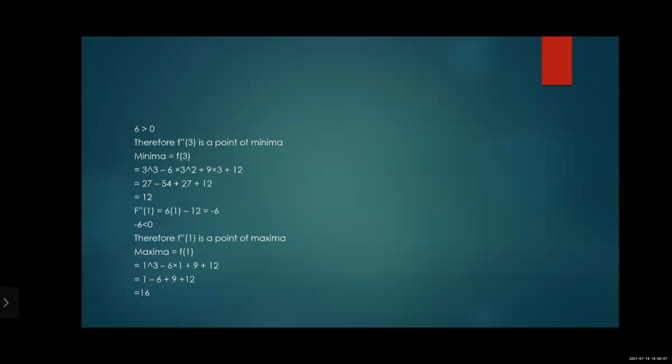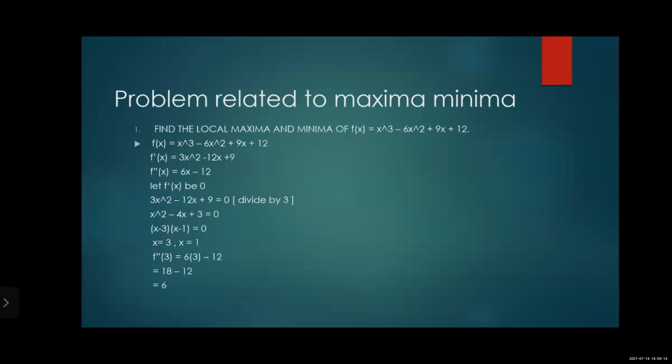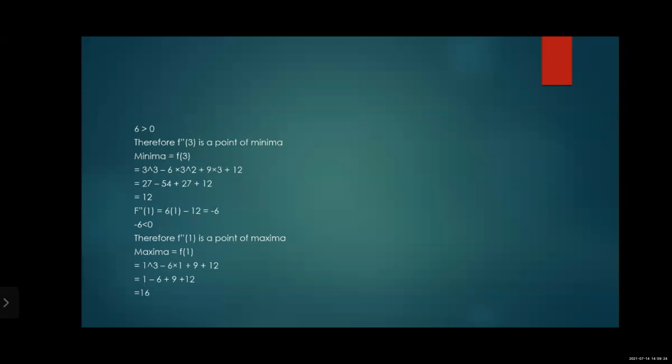Next, we should substitute 1 in f double dash of x, because after substituting 3, we need to find the maxima. And in order to check if it is maxima, we should substitute 1 in f double dash of x. So when we substitute 1 in f double dash of x, we get negative 6, which is less than 0. So we can understand that it is a point of local maxima.